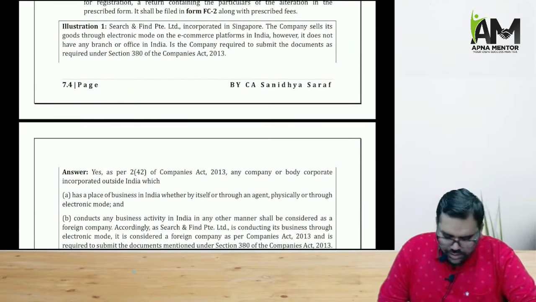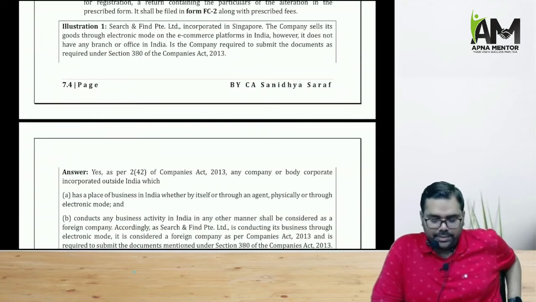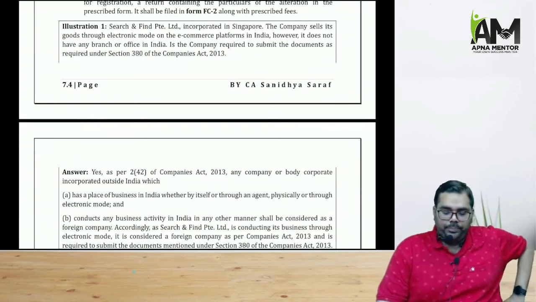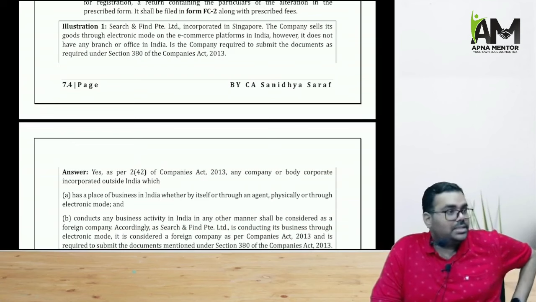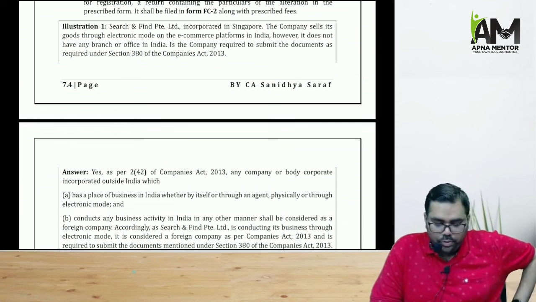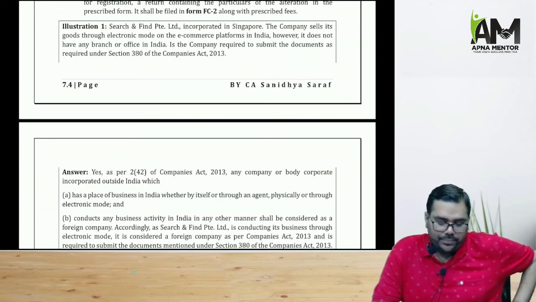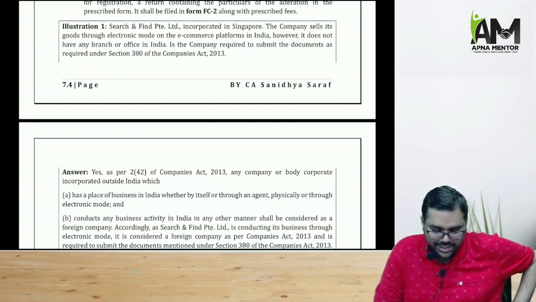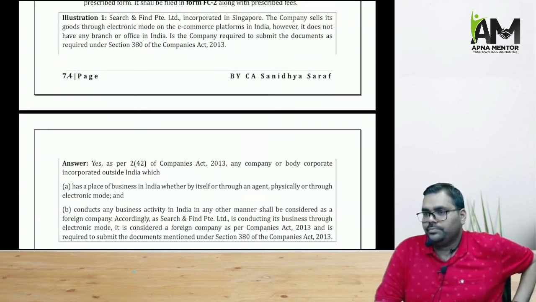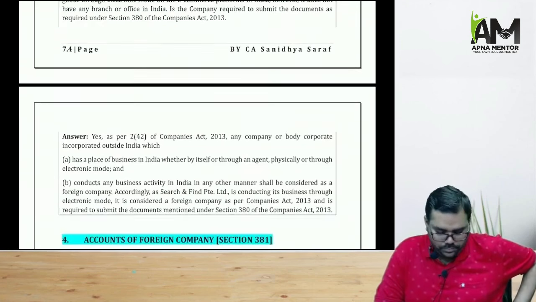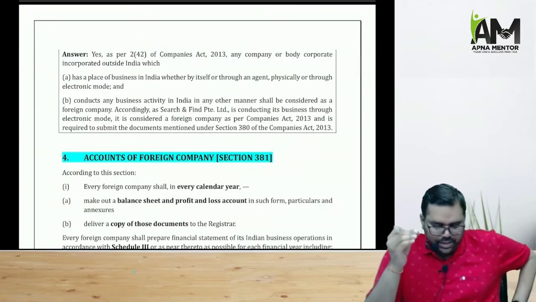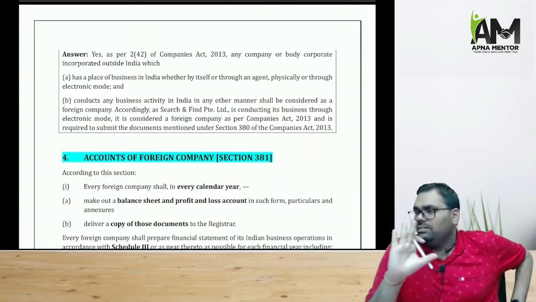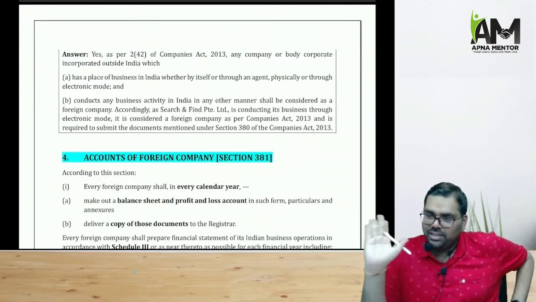One illustration that is given: Search and Find Pty Limited, incorporated in Singapore. The company sells its business through electronic mode on the e-commerce platforms in India. However, it does not have any branch or office in India. Is the company required to submit the documents as required under section 380? Yes. Now, section 380, very interesting, very easy, very logical.